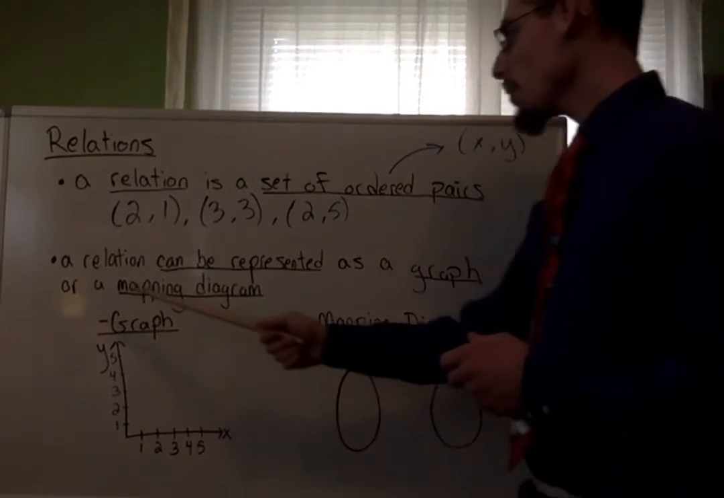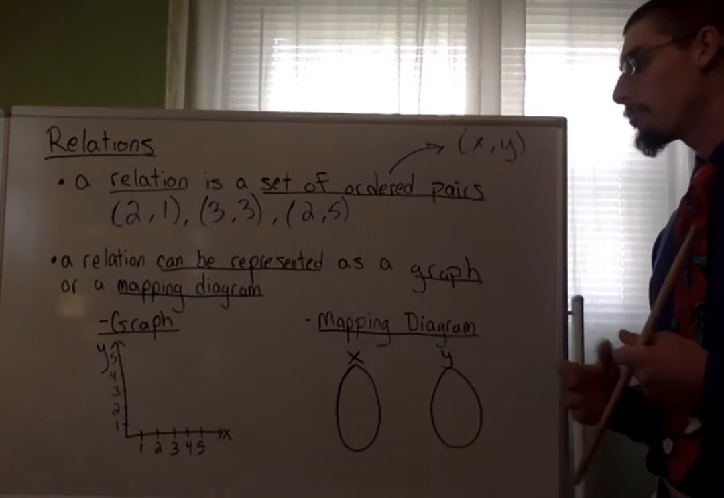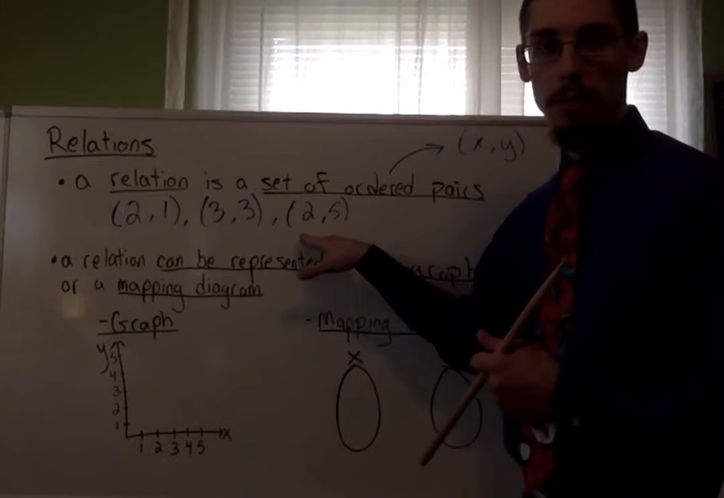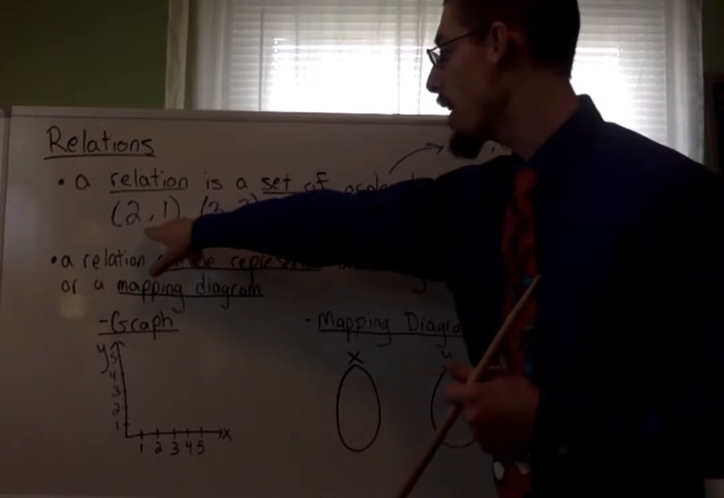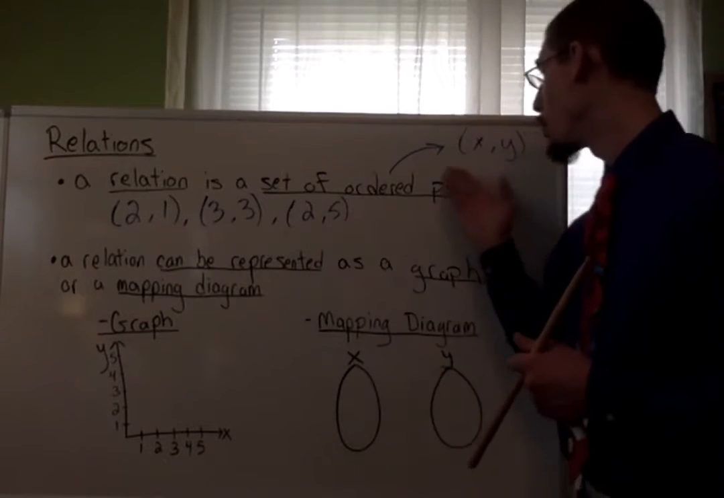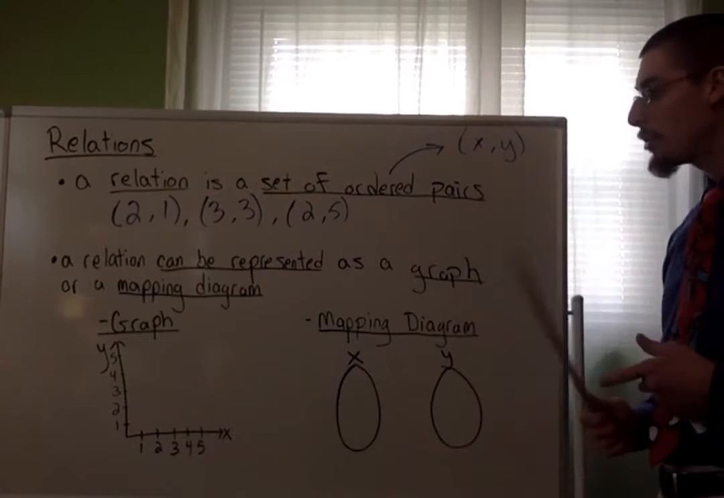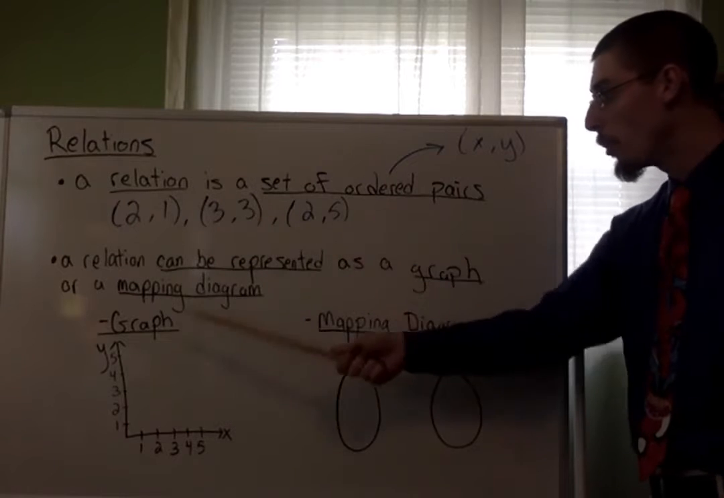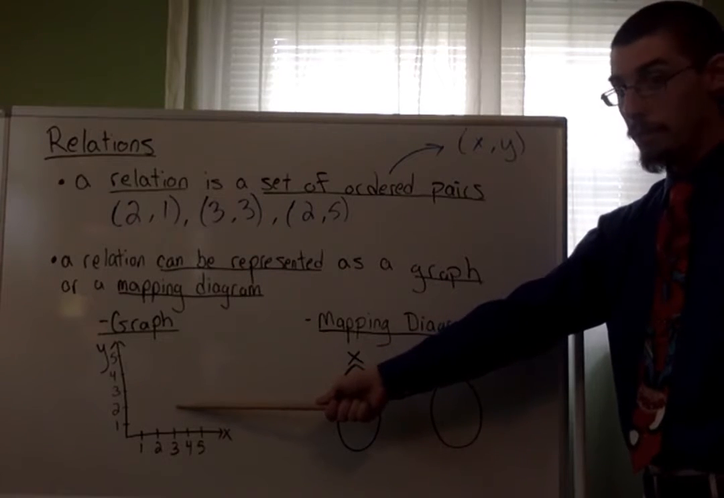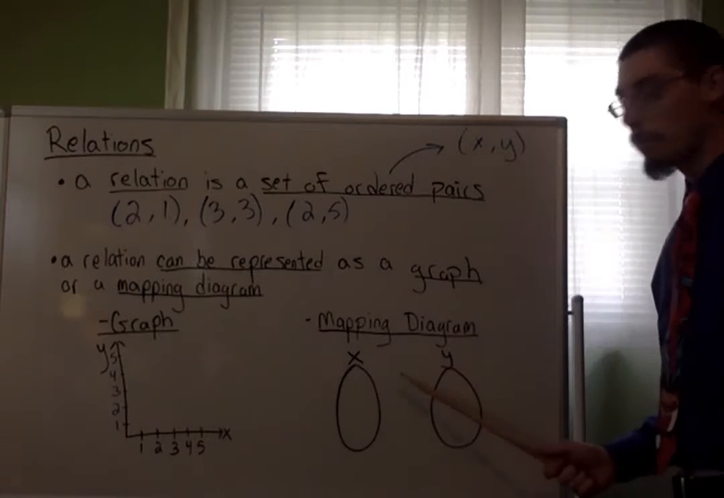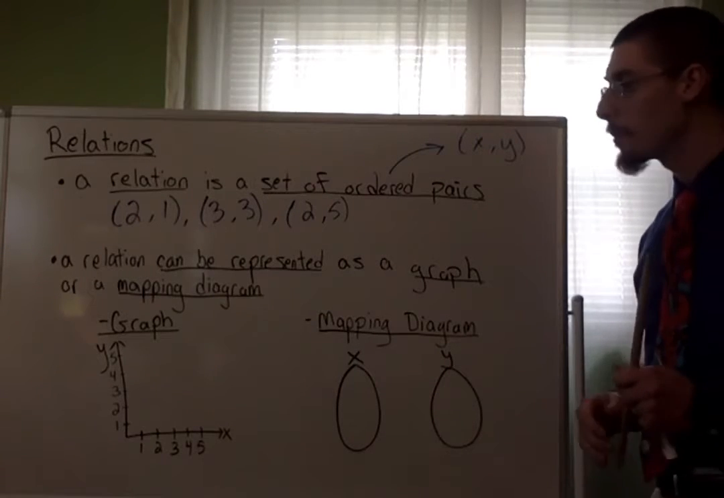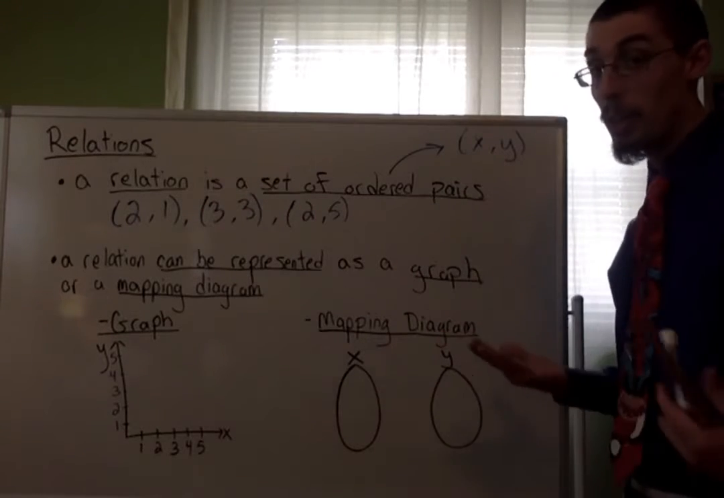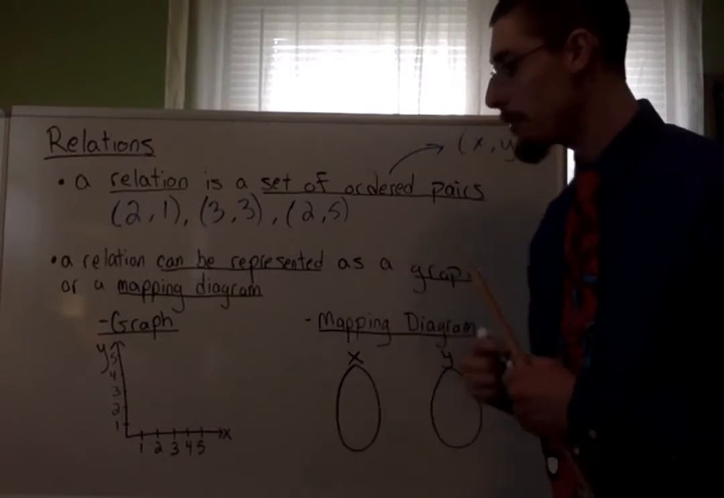Now, a relation can be represented in quite a few different ways. Clearly, here's one way to represent it. You just write them out, right? But if they are coordinates or ordered pairs, that means you can represent them with a graph, right? We could just plot these points on the graph. Or we could use something called a mapping diagram, which we'll talk about in a second. For now, how do you represent ordered pairs on a graph?